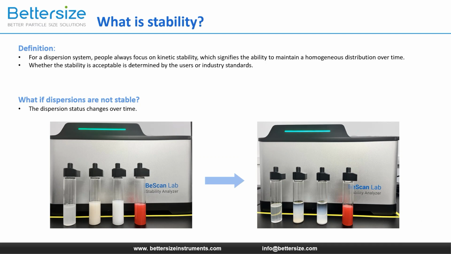If dispersions are unstable, in most cases, unstable phenomena can be observed with our naked eyes. Here are some examples. The samples in the figure are suspensions and slurries. After placement for 60 hours, sedimentation and breaking occur. What if unstable phenomena cannot be detected with our eyes? Or what if we don't have too much time to observe the unstable phenomena? In this situation, BeScan Lab can help us.